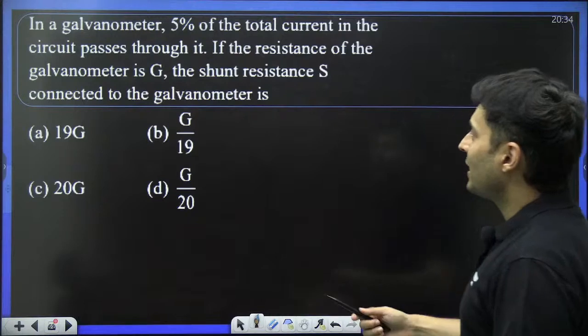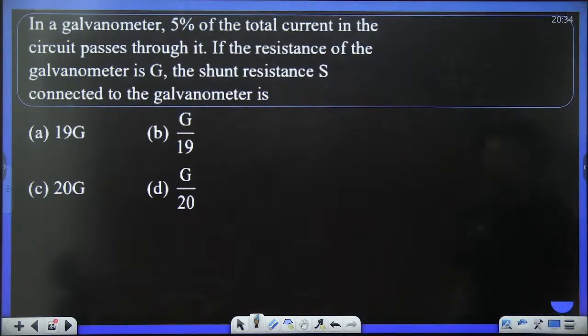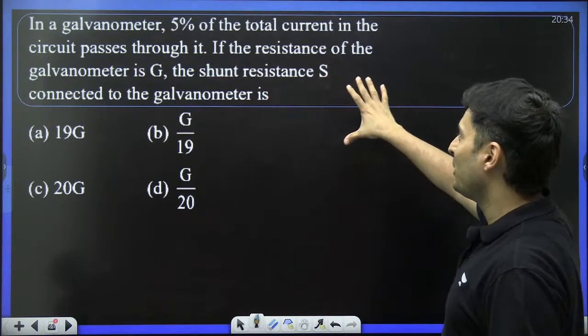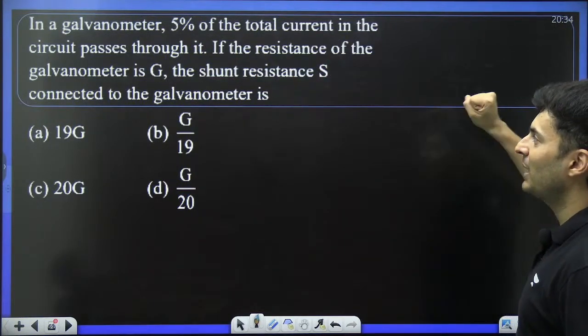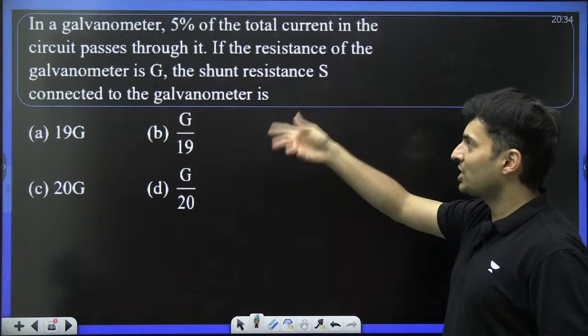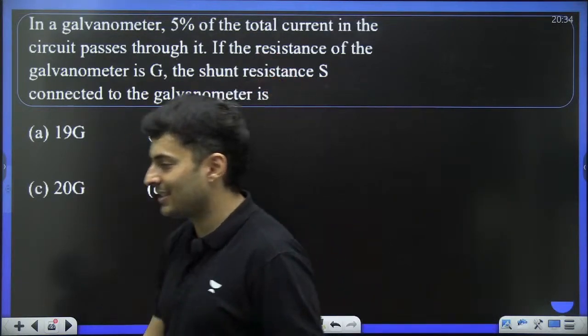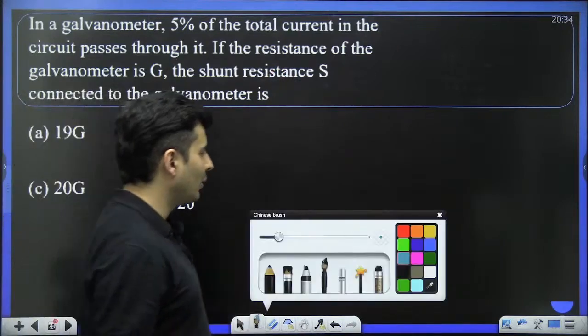Okay, now these kind of questions we have solved previously also. I think you will be able to do it very easily. Imagine there is a galvanometer, 5% of the total current passes through it, remaining passes through the shunt. What is the value of the shunt in terms of the galvanometer resistance? Come on, think about it.